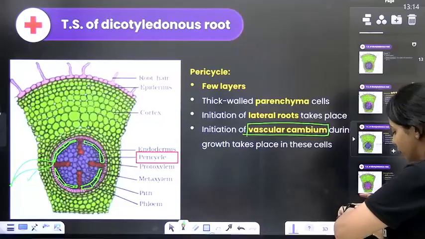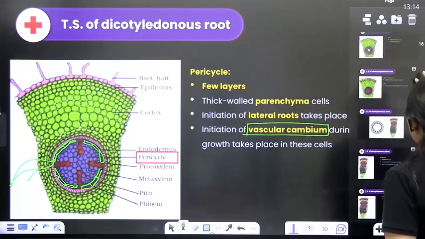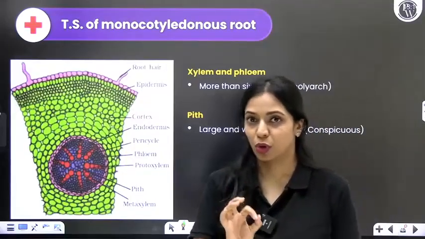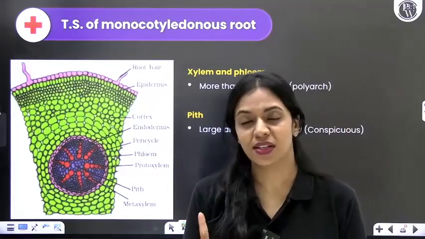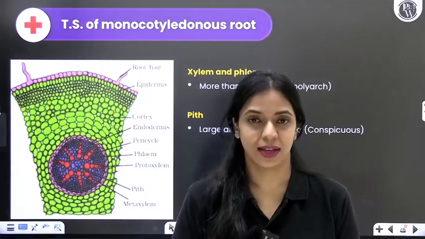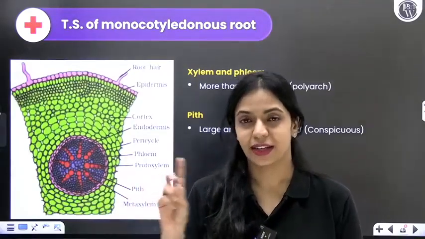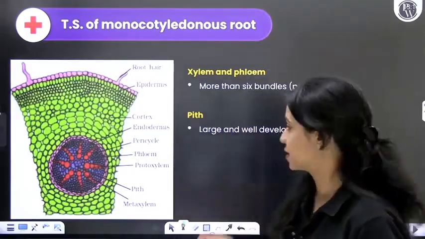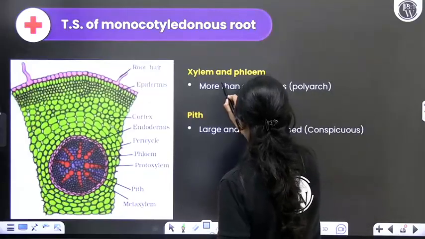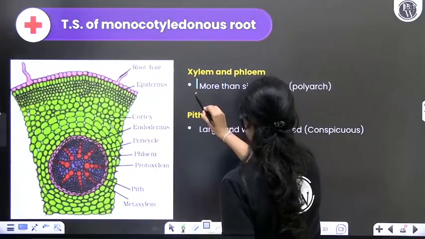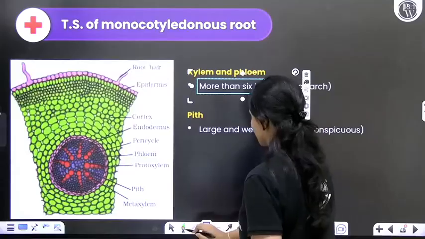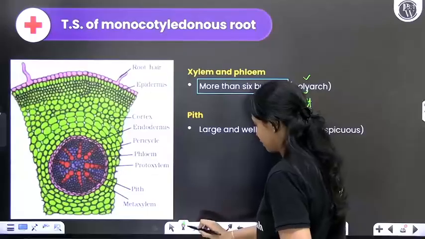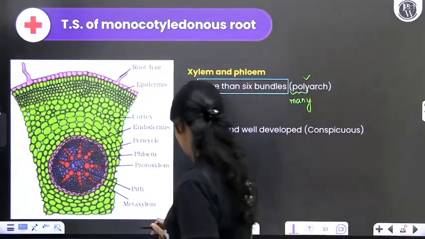Now let's talk about monocot root. There are only two differences between monocot root and dicot root. First difference is with respect to the number of vascular bundles. In dicots, we just saw it can range from 2 to 4. But in monocots, it's more than 6. Okay, so there will be more than 6. At least 6 will be present, or more than 6 will be present. That is called polyarch. Poly means what? Many bundles are present.